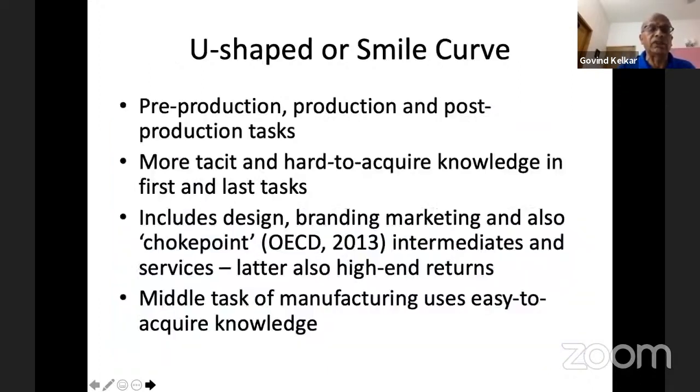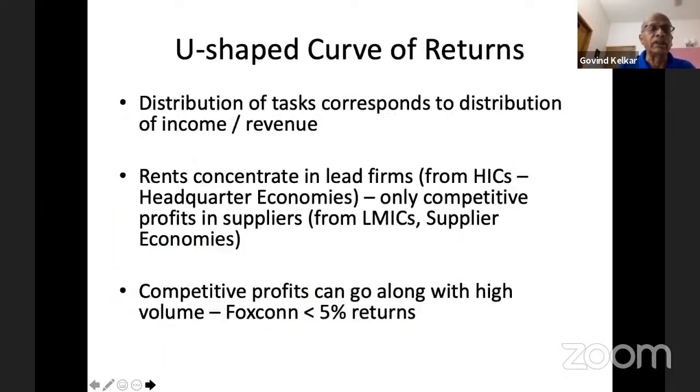Now, in this, there is a distribution within this value chain, where the distribution of tasks leads to a distribution of income. So the rents or the high profits are in the tasks which are carried out in the high income countries, which also are called by some headquarter economies. And only competitive profits are earned by the suppliers in the low income countries.